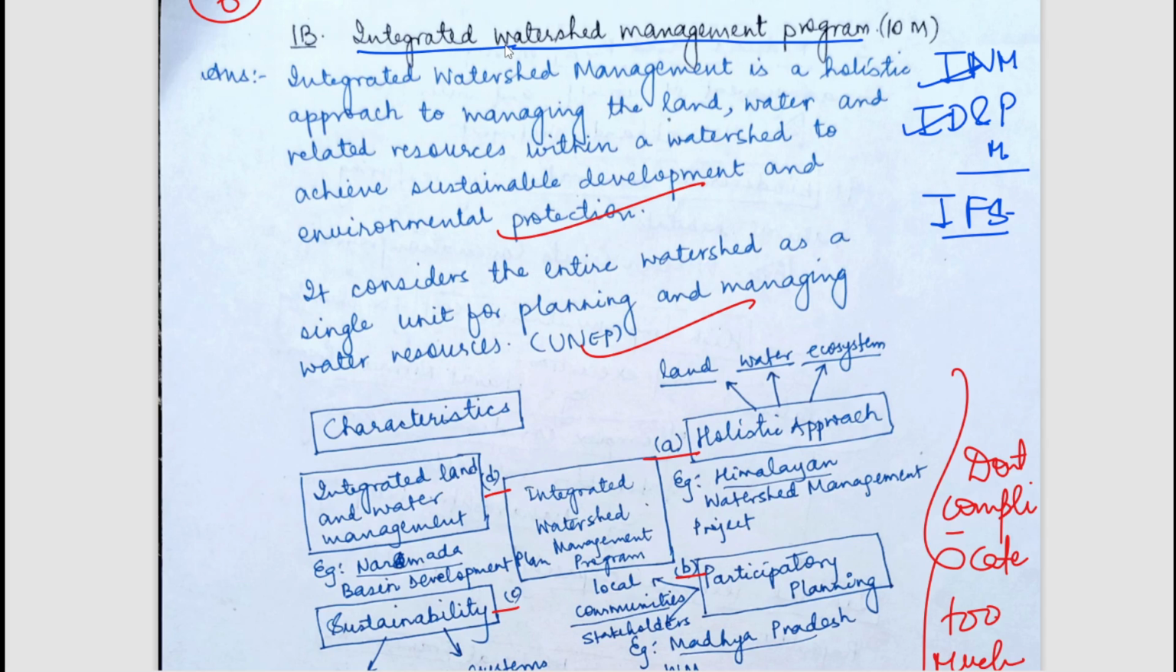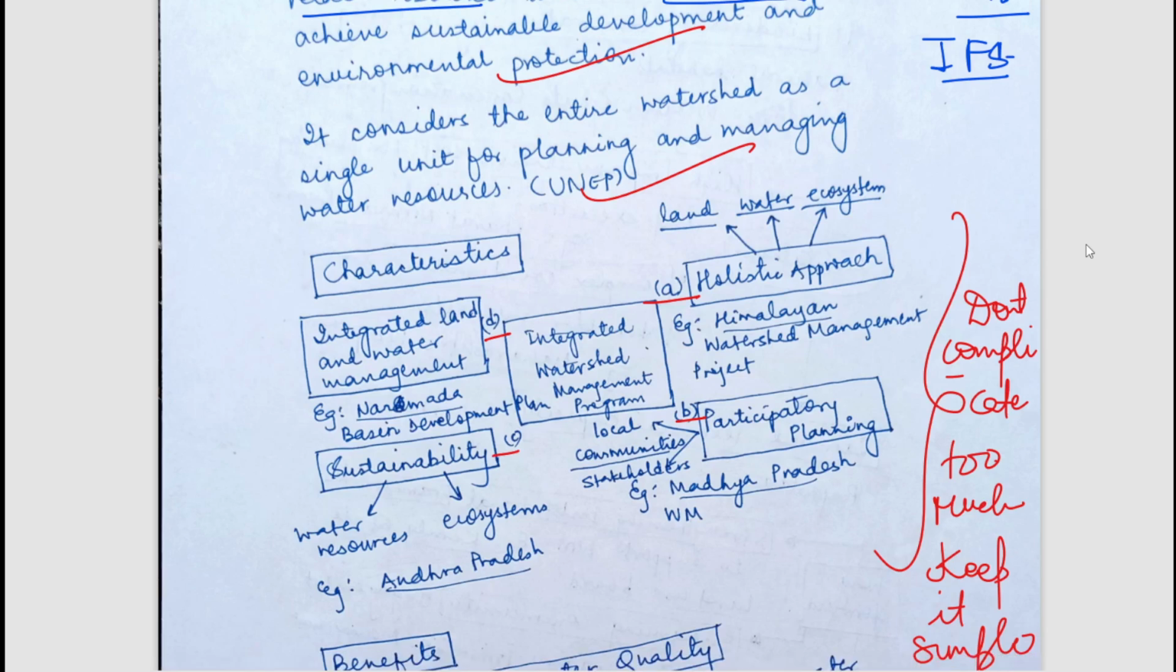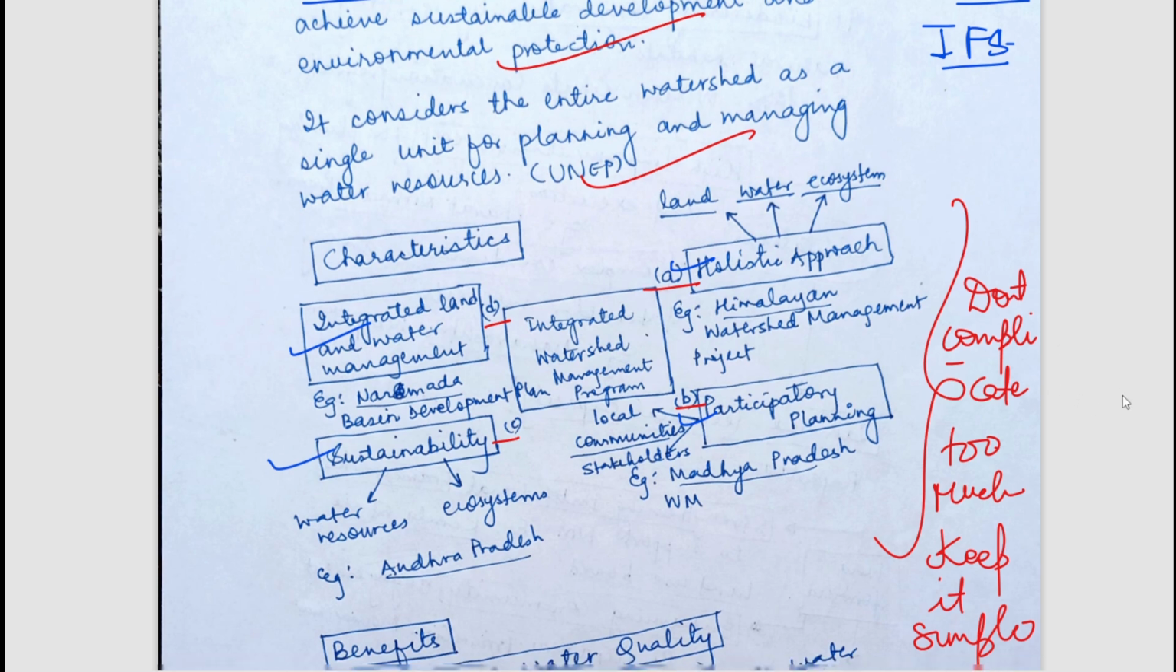So what is integrated watershed management? It is a holistic approach to manage the land, water and related resources within a watershed, to achieve sustainable development and environmental protection. What are its characteristics? It integrates land and water management. It has a holistic approach. It is a participatory planning. It has elements of sustainability. So these are the common characteristics.